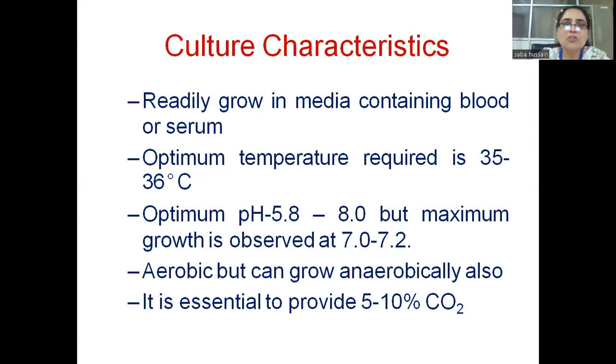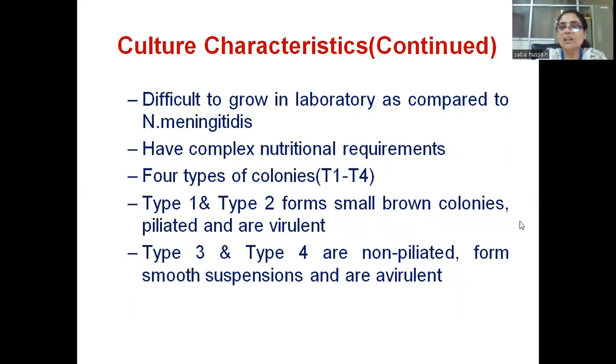Now, coming back to culture characteristics, this readily grows in media containing blood or serum. That is why we have taken chocolate agar in this case. Optimum temperature required is 35 to 36 degrees centigrade. Optimum pH is 5.8 to 8, but it grows very well in the neutral kind of pH, that is 7 to 7.2. It is aerobic, but it can grow anaerobically, that I have discussed with you. And it's good to provide 5 to 10% carbon dioxide to this culture media.